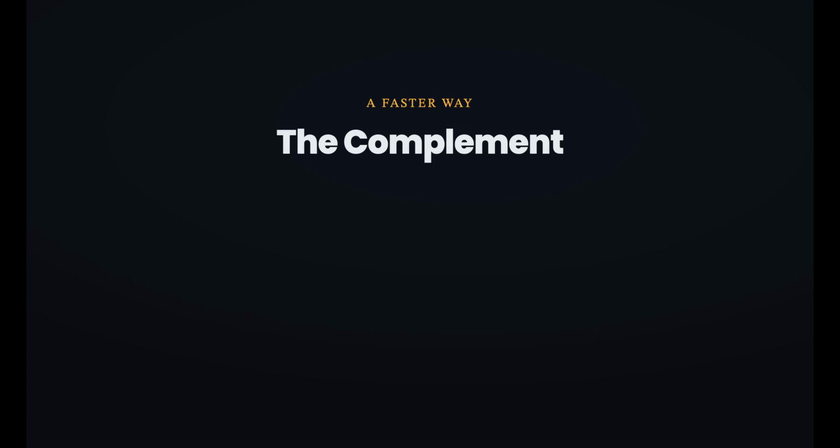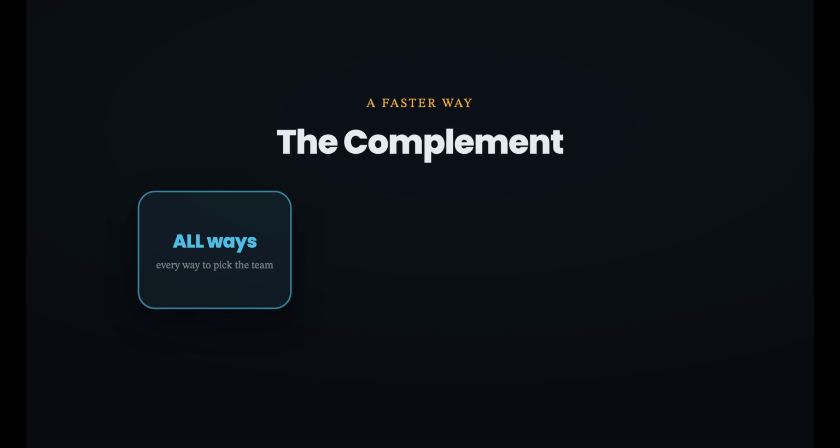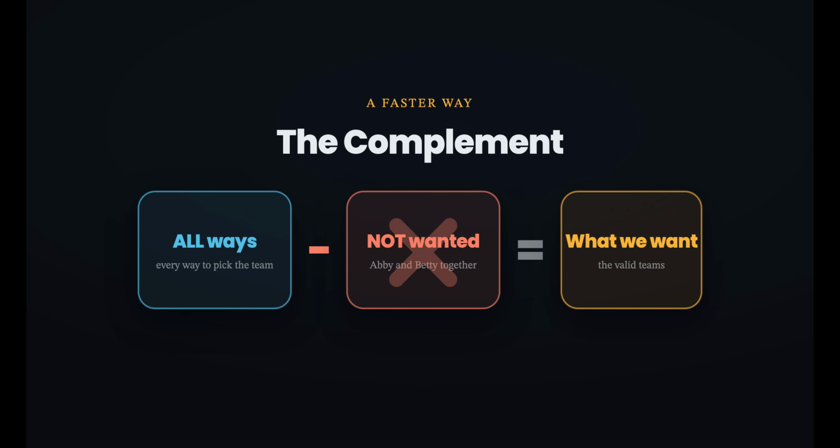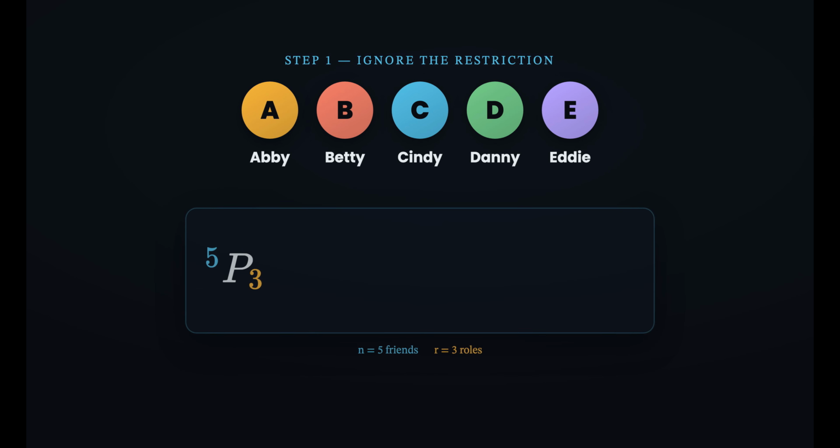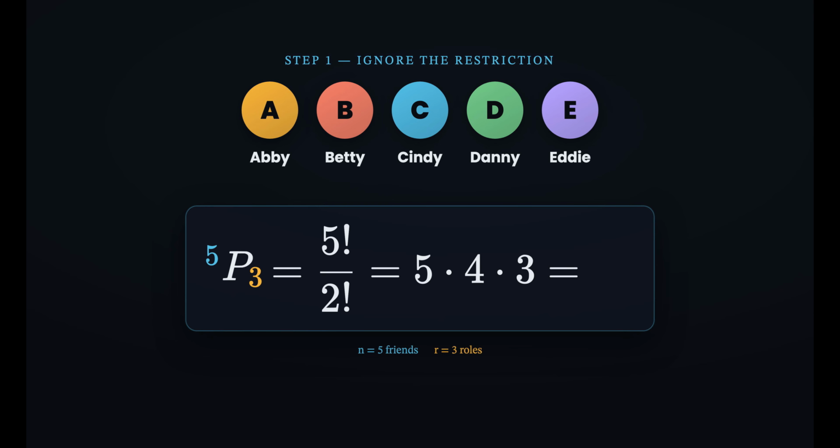There's also a faster way to solve problems like this called the complement. The idea is that instead of adding up all the counts we want, we subtract the counts we don't want. Let me show you what I mean using the same question. First, we ignore the restriction and work out how many ways we can select 3 friends. Since we're selecting 3 out of 5 where order matters and there's no replacement, we use nPr. So 5P3, which is 60 ways.